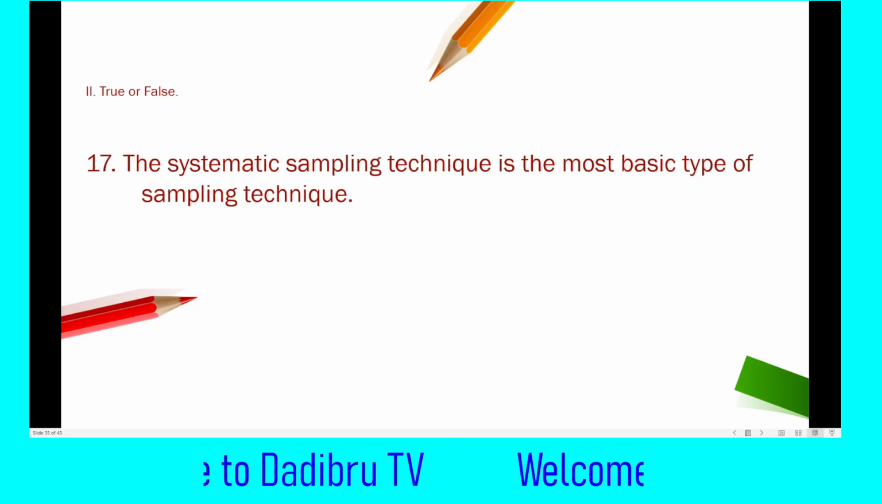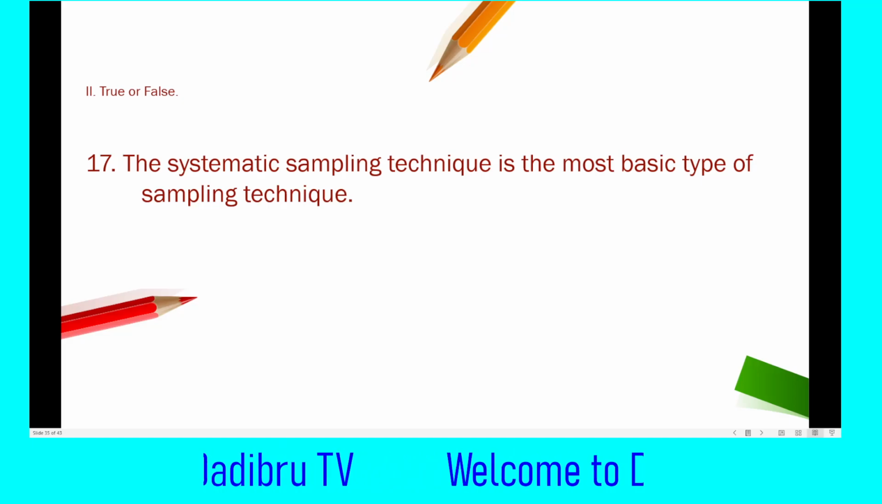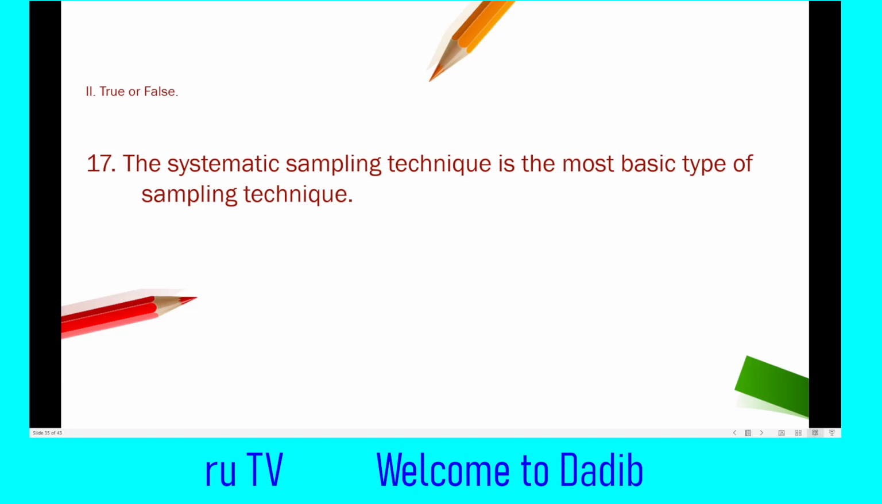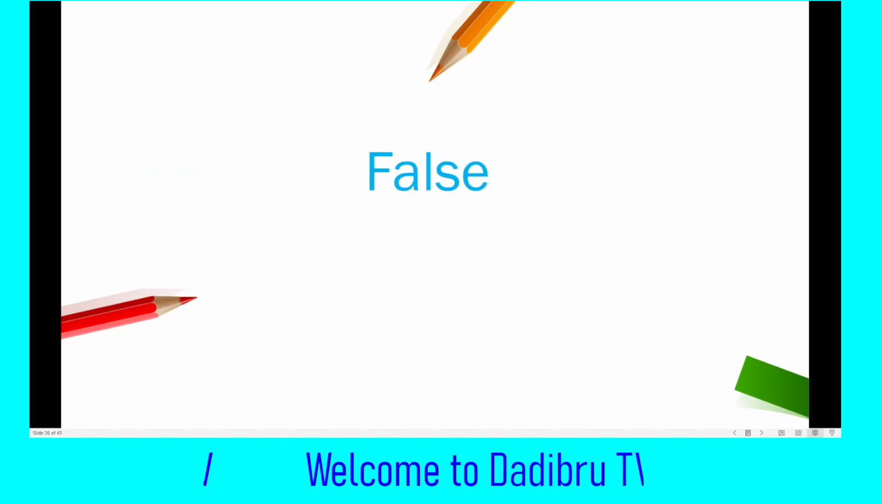Question number 17. The systematic sampling technique is the most basic type of sampling technique. True or false? The answer is false.